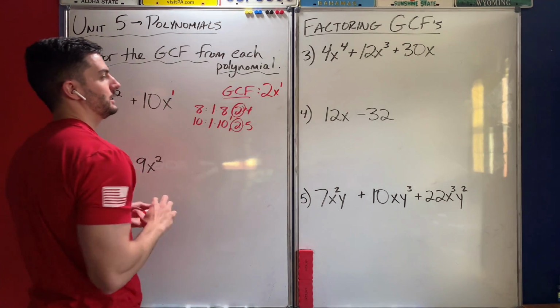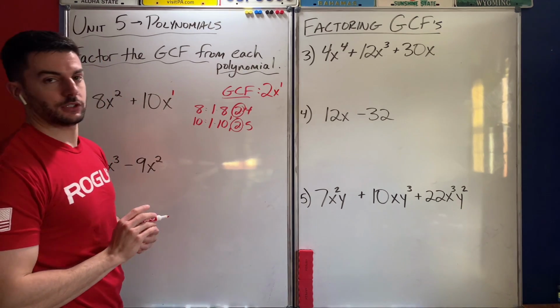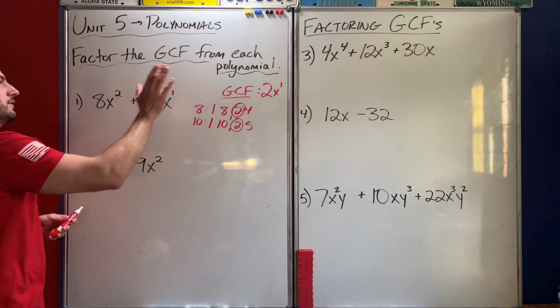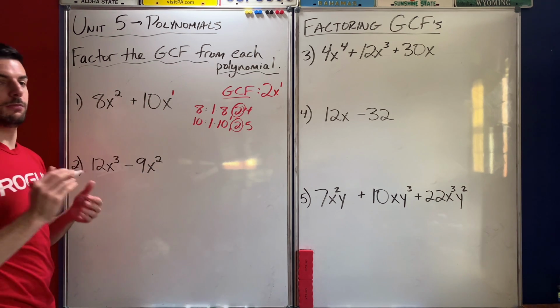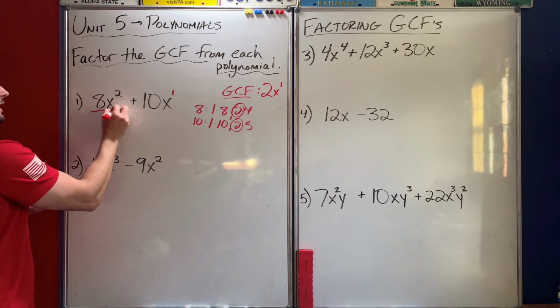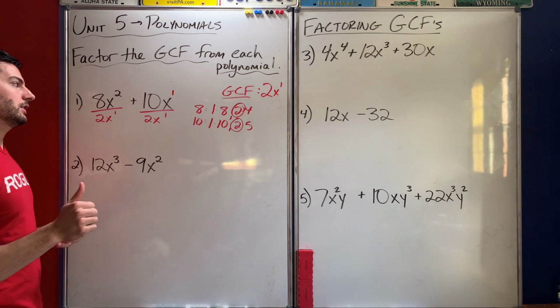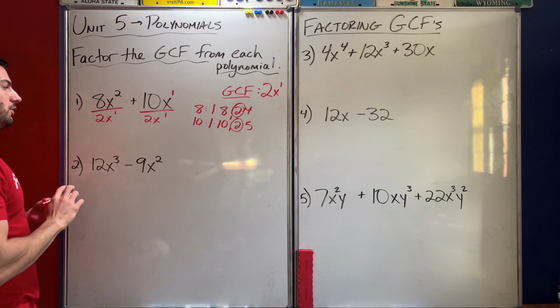So that's step 1, find my GCF. So I did that, 2x to the first. Step 1, complete. Step 2, I need to divide each of my terms in this group by that GCF. Okay, so I divide by the 2x to the first, both terms. So I did that, and now I actually do the division.